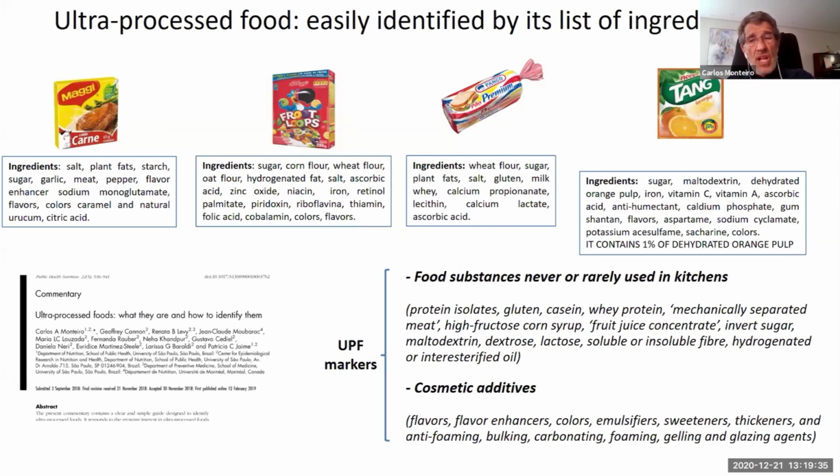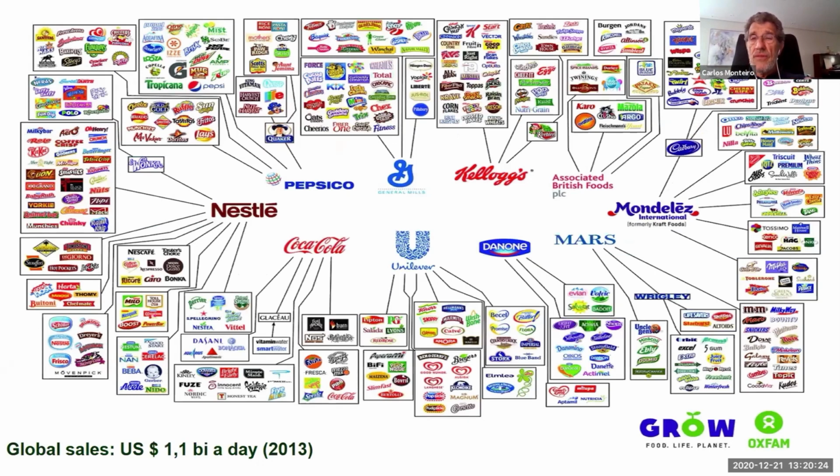groups. Although the classification of ultra-processed food is not simple, I recognize it's not simple, NOVA provides ultra-processed food markers. So a practical way to identify NOVA is to look for two types of substances. First, food substances that are rarely used in kitchens, like protein isolates or gluten or casein or whey protein, and cosmetic additives. So any class of cosmetic additives, flavor enhancers, colors, emulsifiers, etc. The Brazilian dietary guidelines use this for the first time. So if you want to have an idea about the product, if it's ultra-processed or not, look for these two groups of ultra-processed food markers.